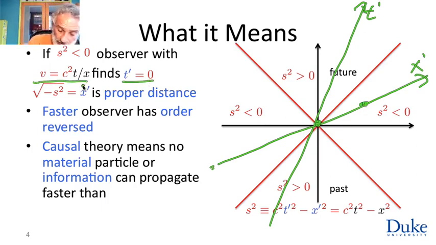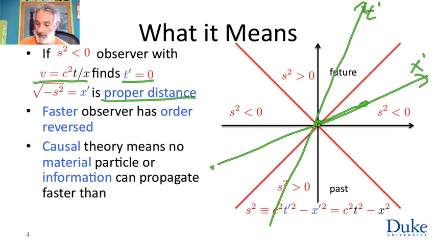Here's the speed with which that observer needs to move, and because c squared t squared is smaller than x squared, this is less than the speed of light, so that's legitimate. And that means that for that observer, since t prime is 0, s squared is just negative x prime squared. So the root of negative s squared, when s squared is negative, is the proper distance. It's the distance between these two events as measured by the observer for which they are simultaneous, which determines the speed with which that observer moves.